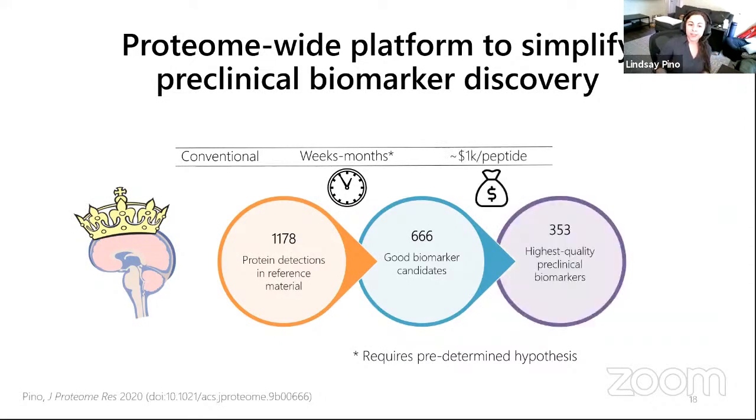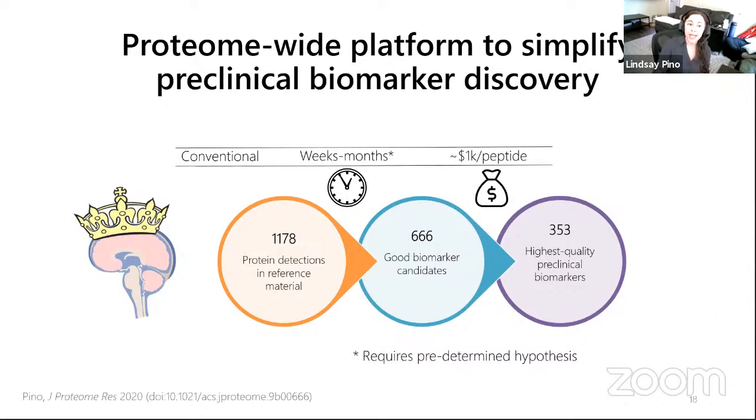Next, you might want to identify the highest quality preclinical biomarkers out of this. So now you're doing more calibration and validation tests that require those heavy isotope standards. And as I mentioned, every single one that you want to purchase is going to cost you about $1,000 per peptide for a heavy isotope standard. So this process using conventional methods is going to take you weeks to months just to decide which biomarkers you want to chase after from your system. Then it's going to cost you about $1,000 per peptide that you want to test for preclinical validation.